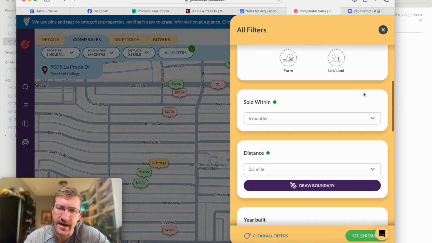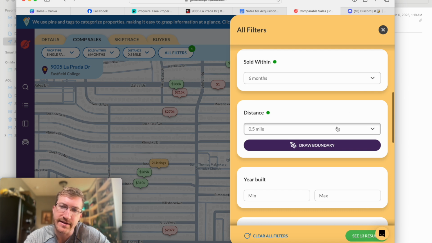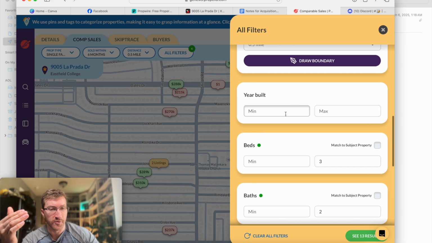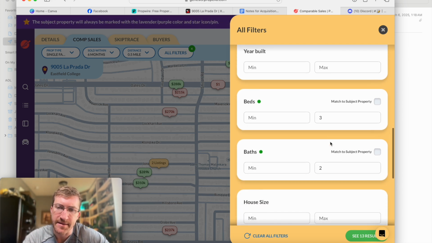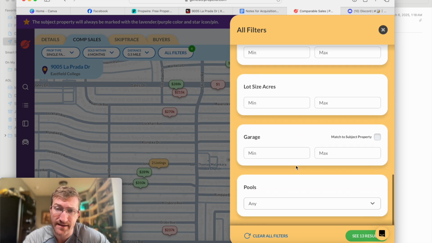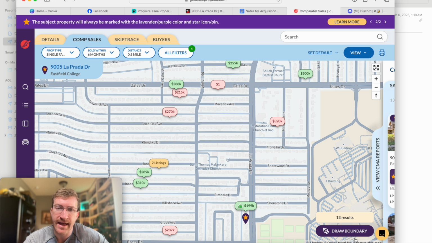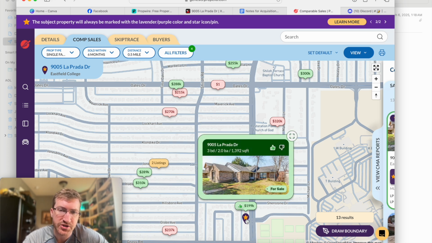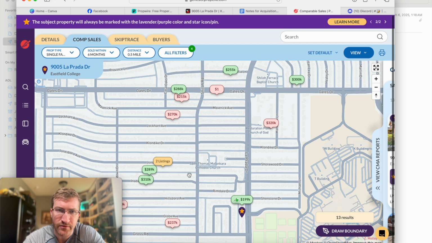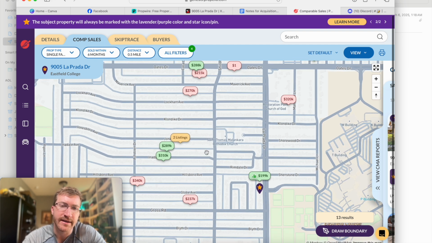You can filter it down to most recently sold, distance from your subject property, years built, usually 10 above the year your property was built and 10 below the age of your subject property, the bed and bath count, the house size down to square footage, lot size, does it have a garage, etc. And see, filters. Now, your subject property is highlighted with a star, but your comp sold properties are right here in red.